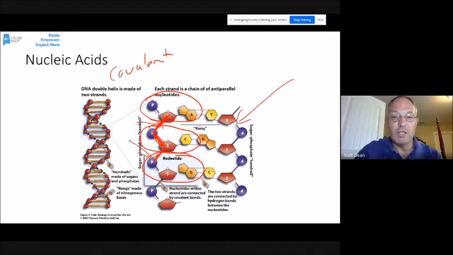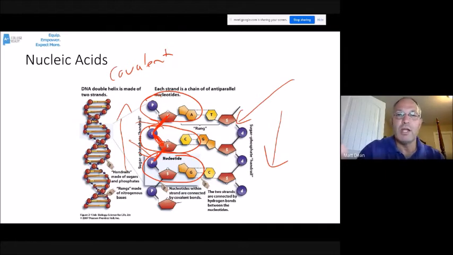Now you will notice that the 2 chains are inverted. They run in opposite directions. On this side, the sugar molecules are pointing up. On this side, the sugar molecules are pointing down. And we're going to talk about how the 2 strands of DNA are anti-parallel when we get into DNA and the specifics of it. And that has a lot to do with how DNA is copied and transcribed.